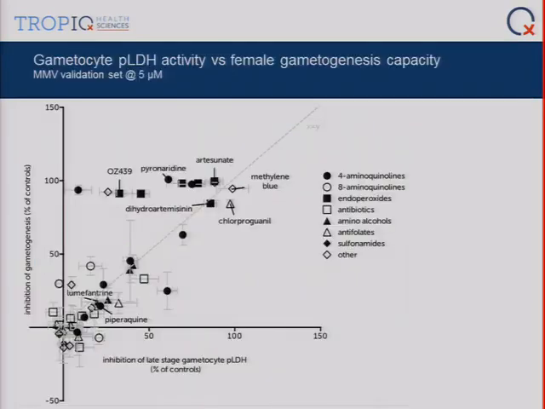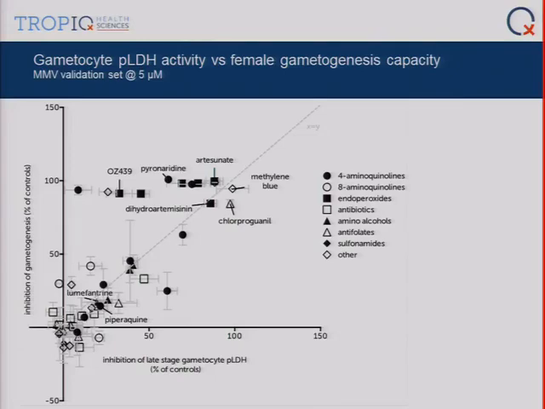So we used these assays to look at the MMV validation set, a set of 48 compounds, mostly marketed antimalarials, a few experimental compounds. And here you can see a percentage inhibition when compounds were tested at a concentration of 5 micromolar. And on the x-axis is the PLDH inhibitory activity, and on the y-axis the inhibition of the capacity to form a female gamete.